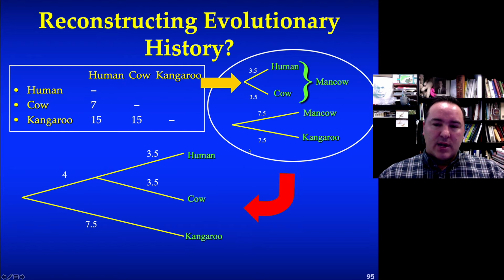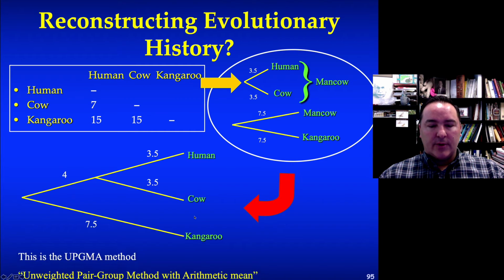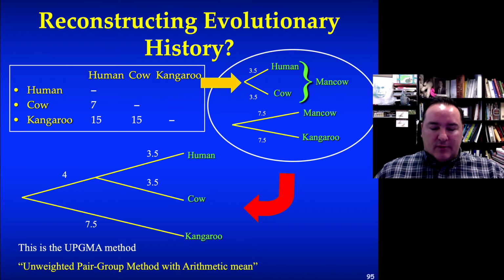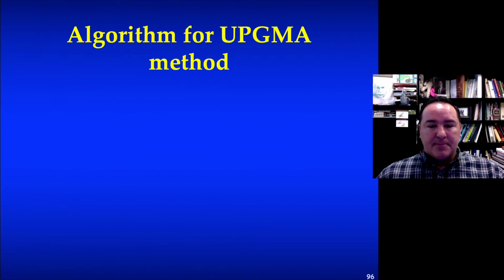So that tree, these branches and nodes come together, and they combine with this one, and you essentially get now the full tree of human, cow, and kangaroo. This is called the unweighted pair group method of arithmetic mean, or UPGMA. And this is one of the methods you can use in Mega.